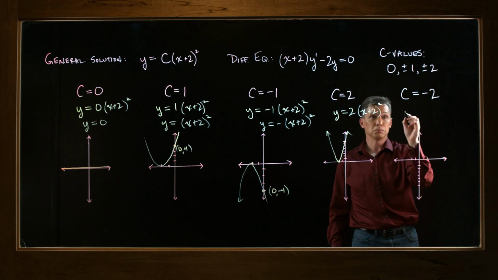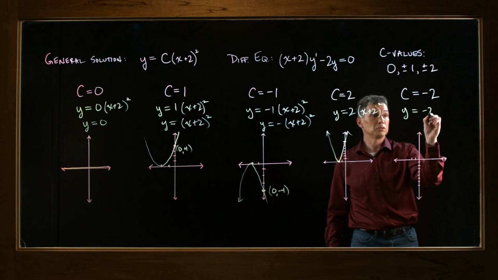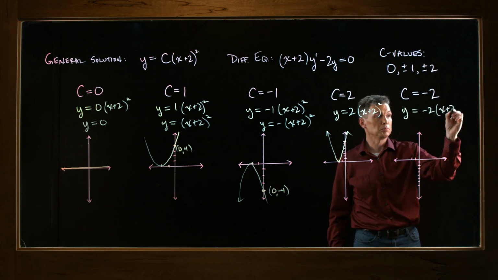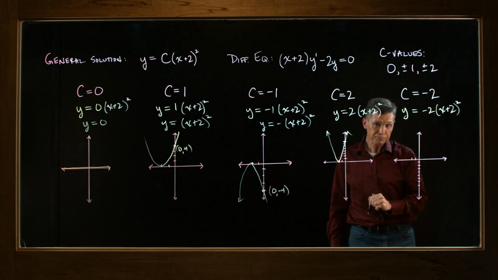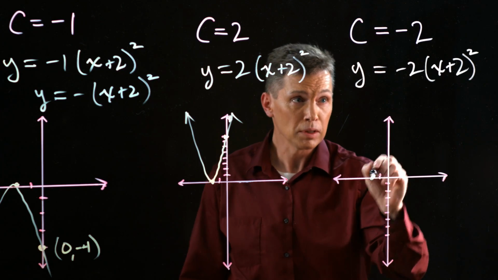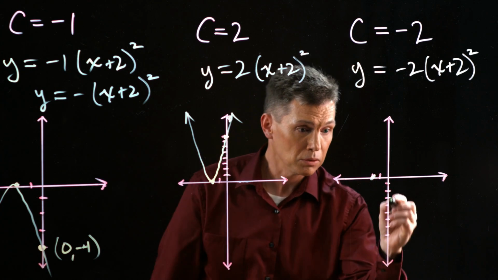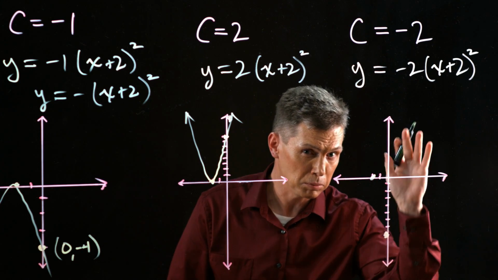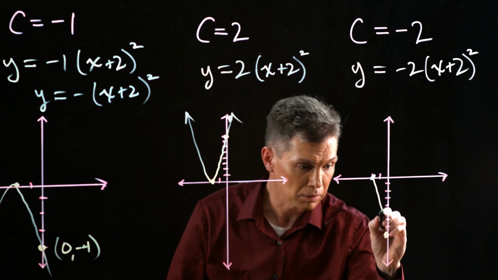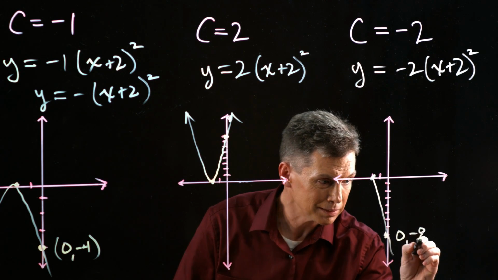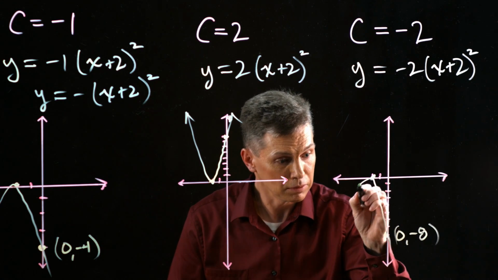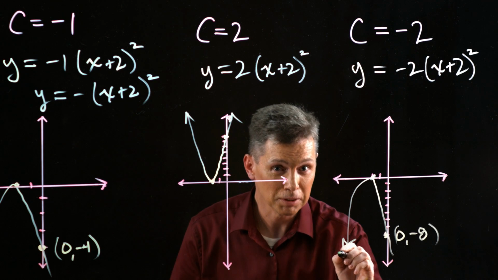Finally, c equals -2 is just going to give me this parabola shifted 2 to the left. With -2, it's stretched, and negative means going down, so I'm going to go down to -8. That's me putting a 0 in for x again. (0, -8), and doing my best to draw a parabola.